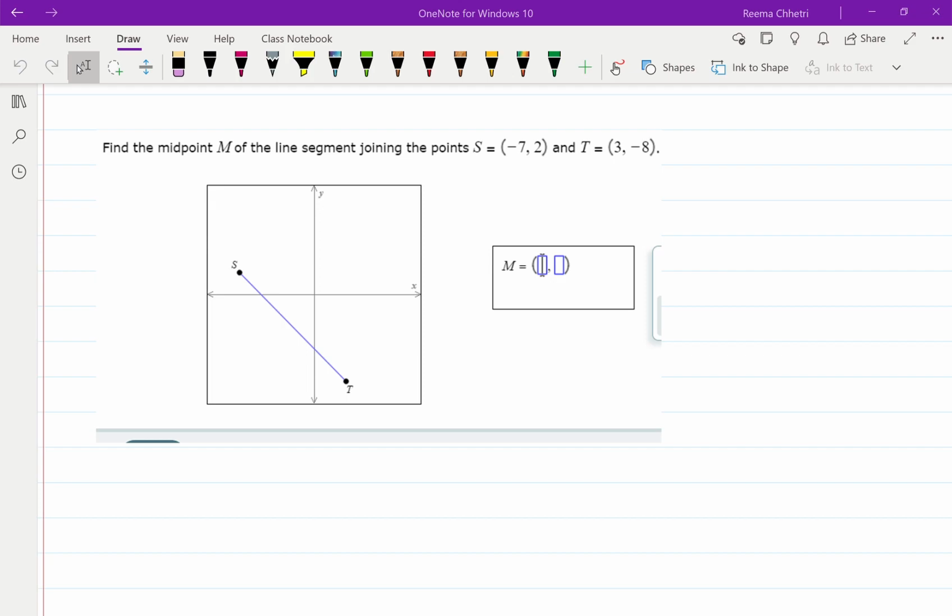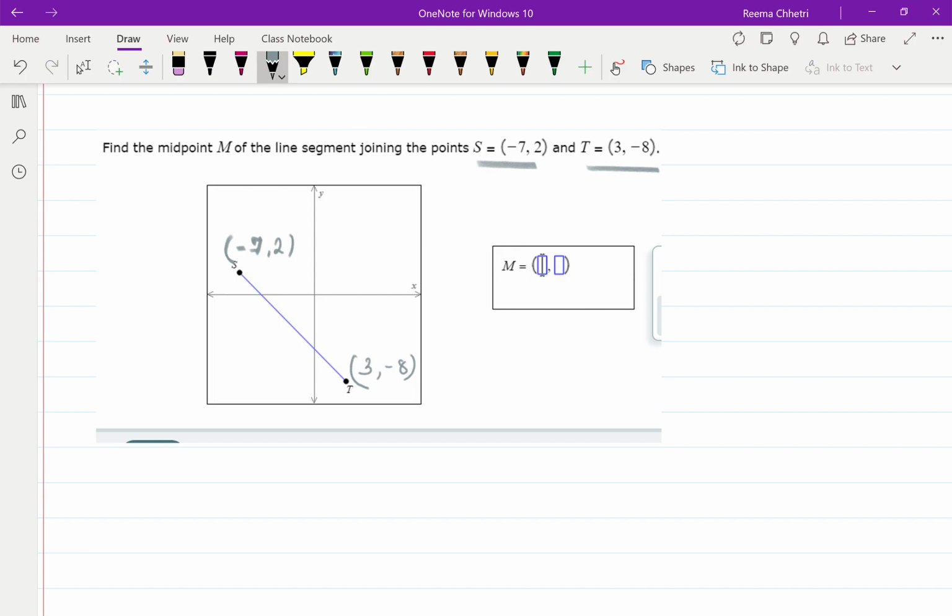Find the midpoint of the line segment in a coordinate plane where the coordinates of the points are given. So the coordinates of point S and point T are given. Your S is (-7, 2) and your T is (3, -8). So these are the coordinates.